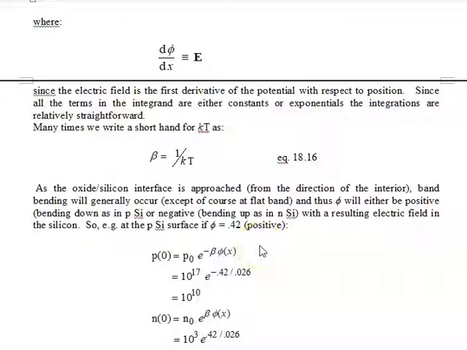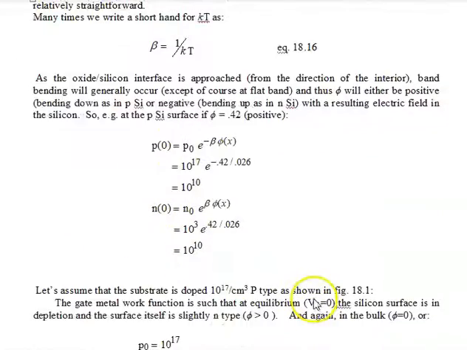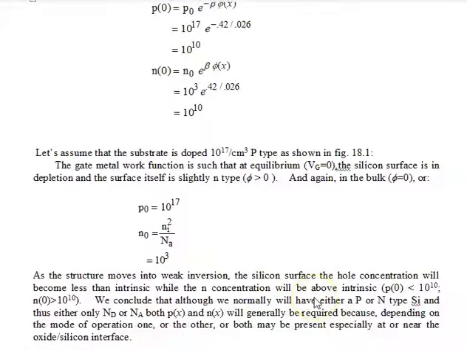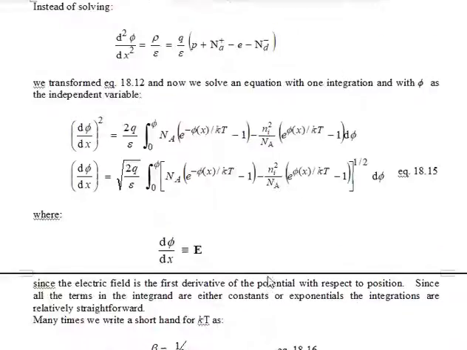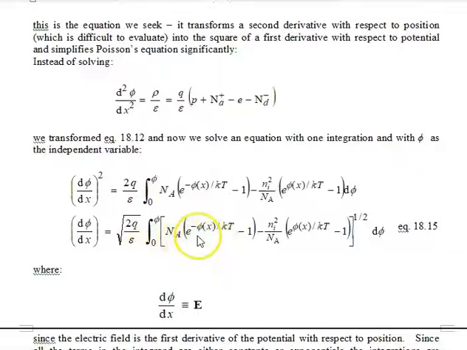And what I'm doing here is basically reiterating things. This is a pure review. All I'm saying is that as phi gets more positive, P0 goes down and N0 goes up. And that's all that is. Carrying out the integration is really straightforward, because exponentials integrate to exponentials, and ones or constants integrate to linears.